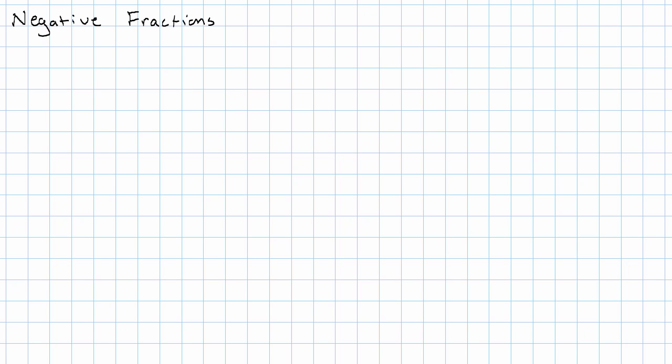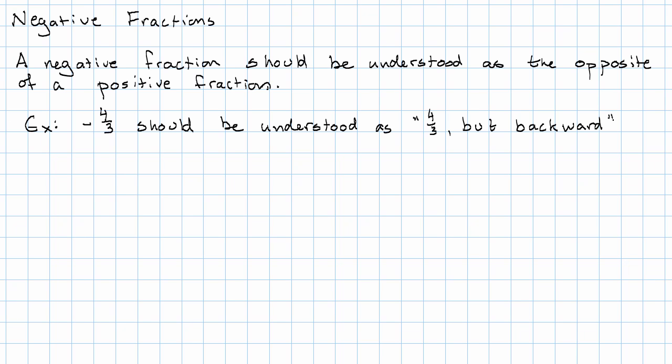We understand negative fractions in exactly the same way that we understood the negative integers, that is, as the opposite of positive fractions. So, for example, negative 4/3 should be understood as 4/3, but backward. On the number line, here's what that would look like.